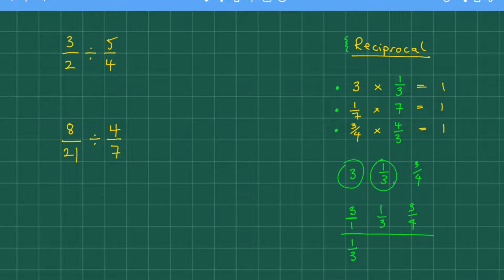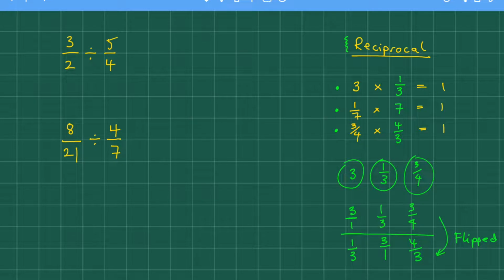What was the reciprocal of 1/3? It was 3, which is 3/1. And remember, 3/1 is just 3. And then the reciprocal of 3/4 was 4/3. In all cases, they have just been flipped. It's just that some of them weren't written in their fraction form. So flipping the fraction is what I mean is changing the numerator for the denominator.